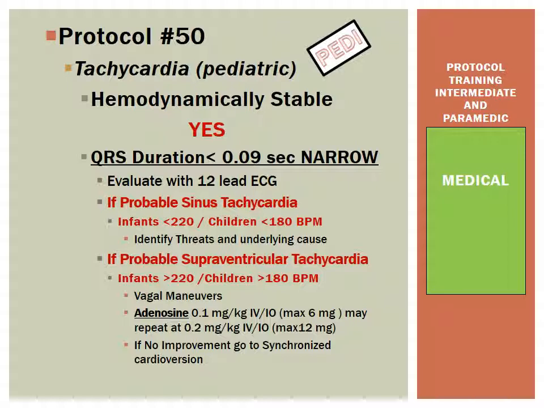And if we have time, we can consider Versed at 0.02 milligrams per kilogram to sedate the patient, IV-IO or IN, to a max dose of 2 milligrams. And our synchronized cardioversion doses are 0.5 to 1 joule per kilogram, and we may repeat at 2 joules per kilogram.